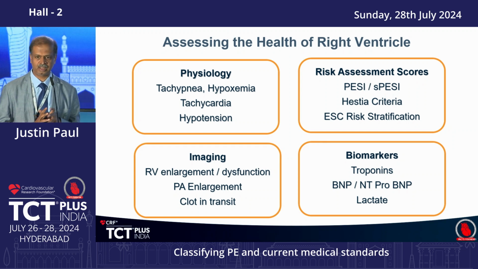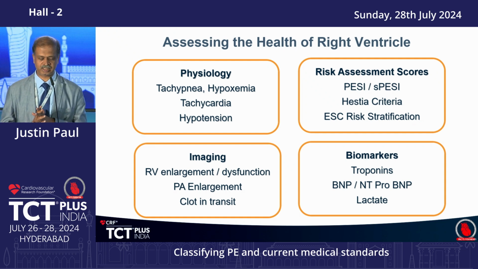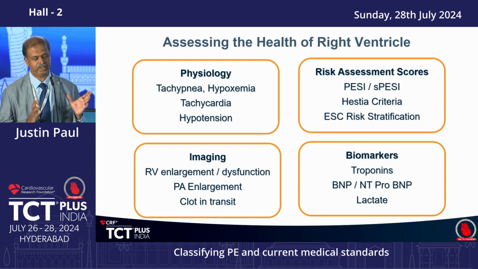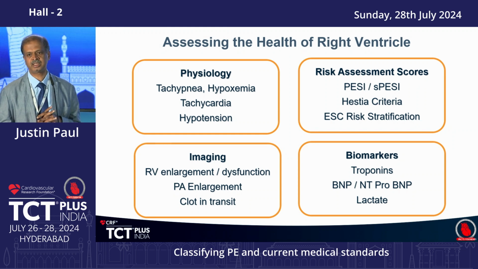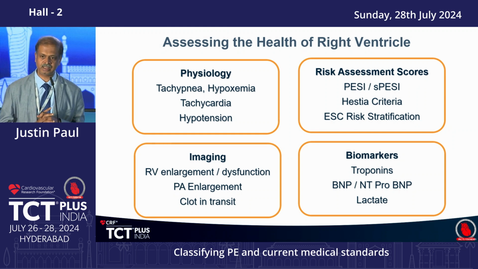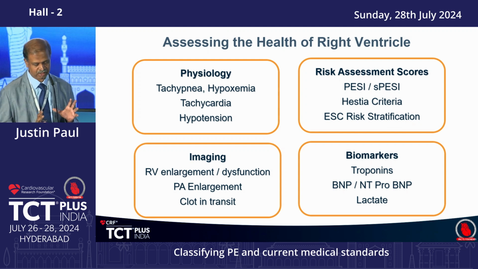Imaging, we can do the echocardiogram or a CT angio. Is there an RV to LV ratio which is more than 1? Is there RV dysfunction? Is there enlargement of pulmonary arteries? Is there a clot in transit? These are some other parameters in the imaging. They tell us about the health of the right ventricle. The risk assessment scores are there, the Hestia criteria, the PESI criteria, and the biomarkers.